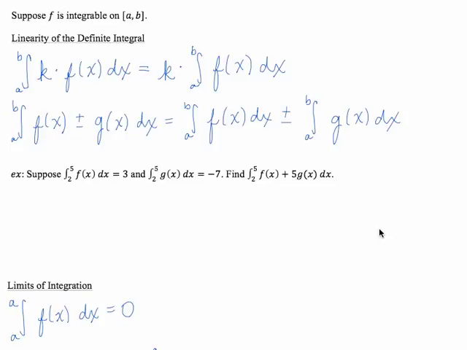In this video, we're going to look at properties of the definite integral. 5 properties. The first 2 are both related. They're both called linearity of the definite integral. And that means that if you have a definite integral of a sum or difference of 2 functions, that can be split into a sum or difference of the two definite integrals, where the limits of integration are the same. They're all from a to b.